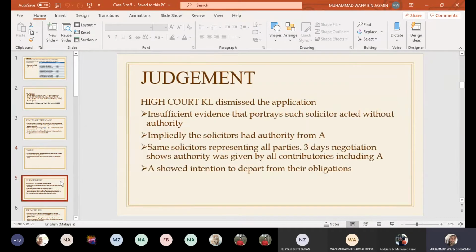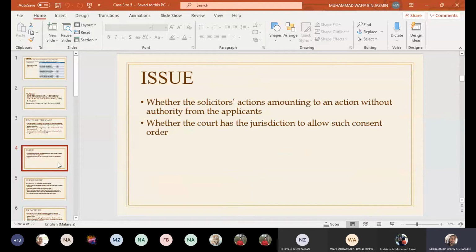So when we talk about this case, actually a negotiation had been made by all the parties in agreeing to the terms of the consent order, whereby it had taken up to 3 days. So that's the main point or main gist that the court had taken a look in deciding whether the solicitors that had represented them in the case had actually entered into such consent order with applicant's authority or not.